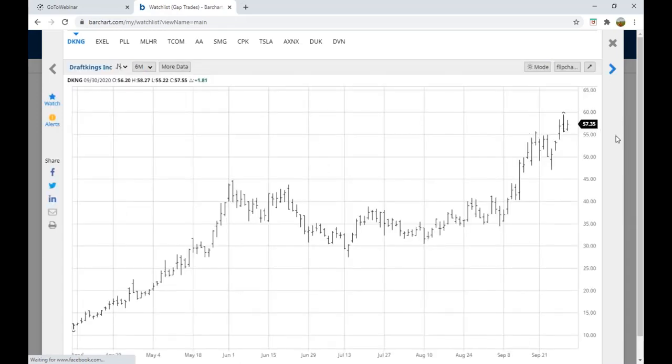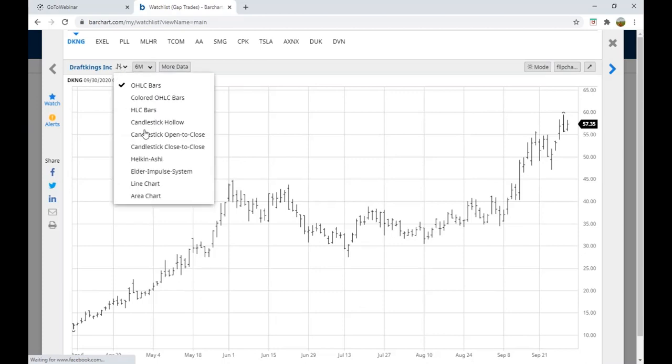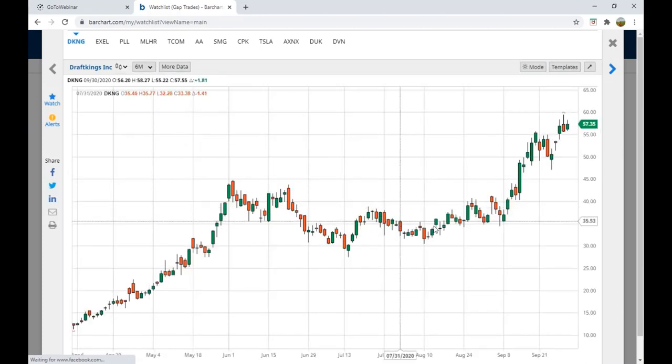And so this is DraftKings. This is a very popular stock right now. Nice trending up market, right? And let me change this to candlesticks so we can see a little bit better. It's a little easier to see, right?